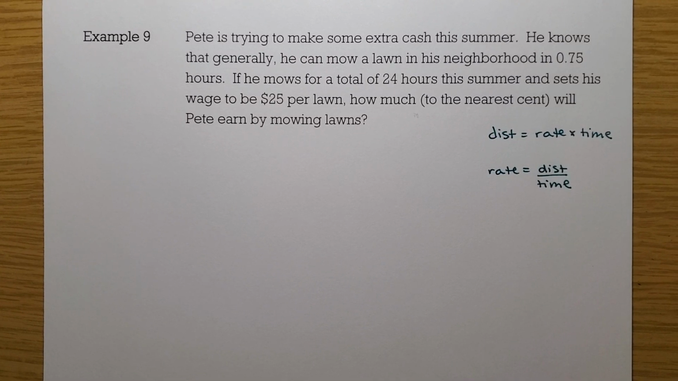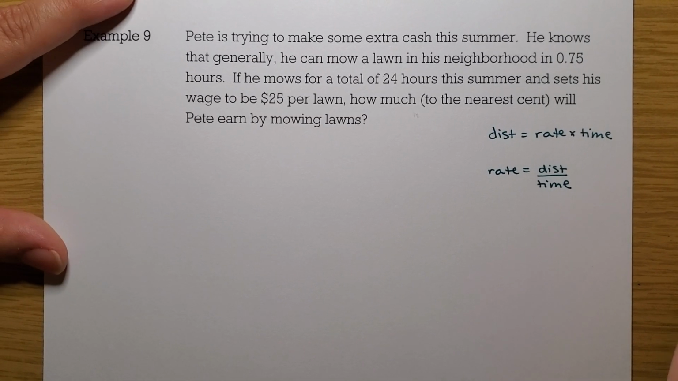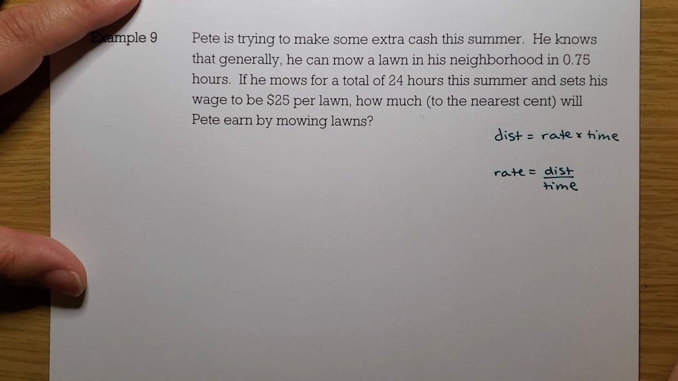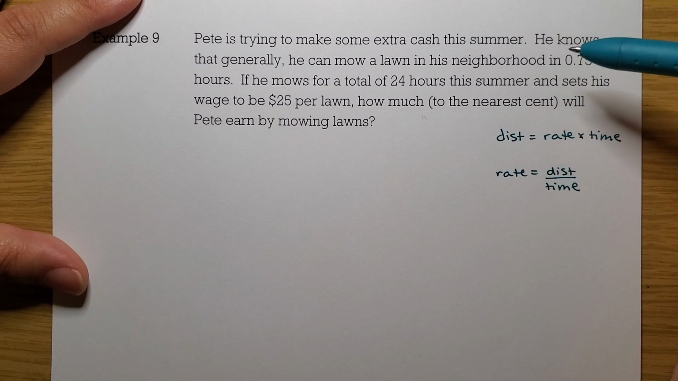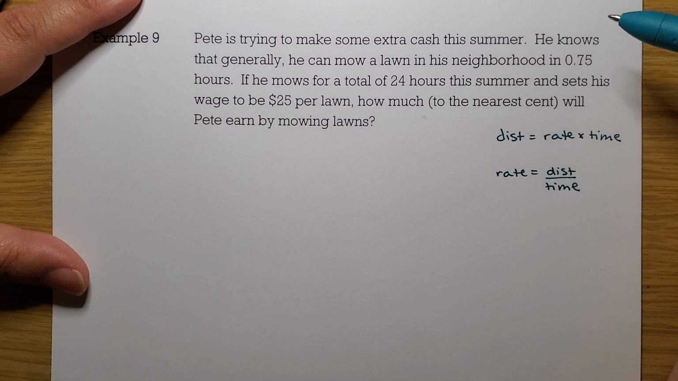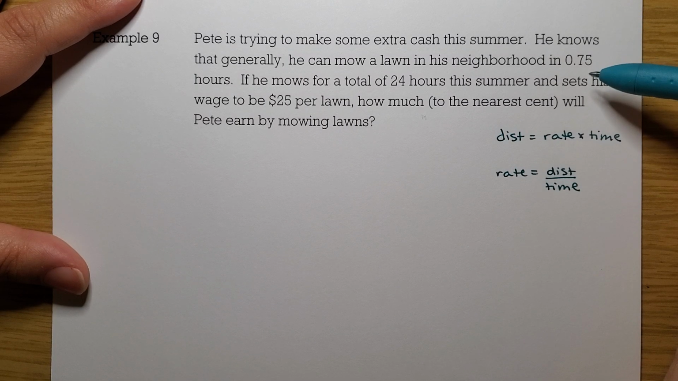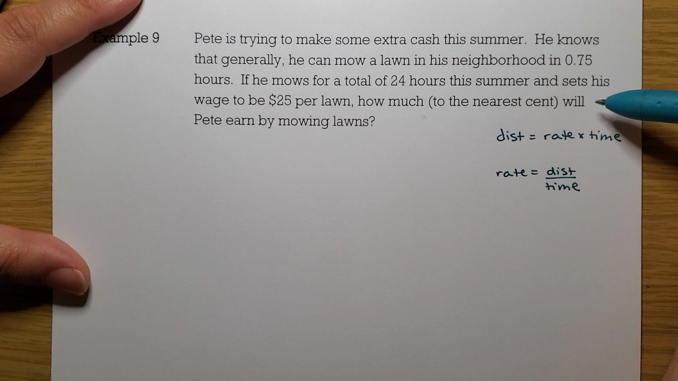Okay, let's take a look at example 9. It says, Pete is trying to make some extra cash this summer. He knows that generally he can mow a lawn in his neighborhood in 0.75 hours. If he mows for a total of 24 hours this summer and sets its wage to be $25 per lawn, how much to the nearest cent will Pete earn by mowing lawns?